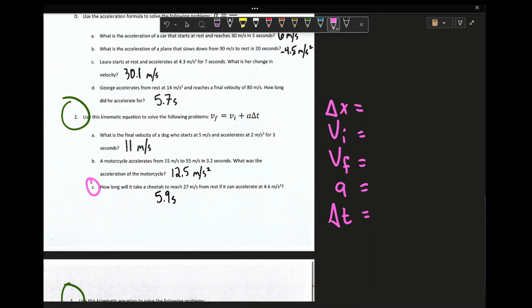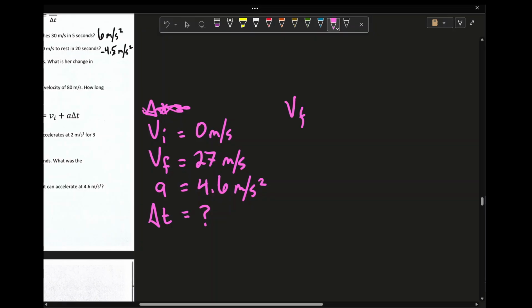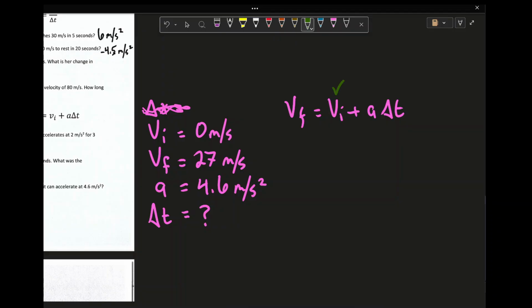How long will it take means delta t is our question mark. We're reaching 27 meters per second. That's our VF. From rest, that's our VI. At an acceleration of 4.6 meters per second squared. We don't have delta x. We don't need delta x. It's not part of the problem, so we just don't care about it, and that's fine. The equation we would need is VF equals VI plus A delta t. And we know that we can use it because we have VI, we have VF, we have A, and delta t is the thing that we want, so we should be good to go.